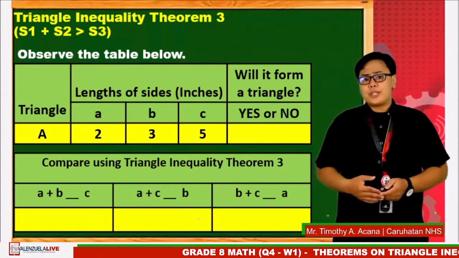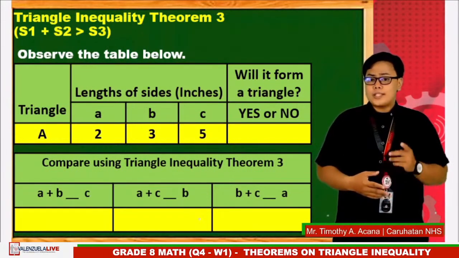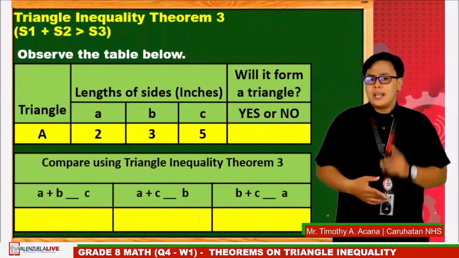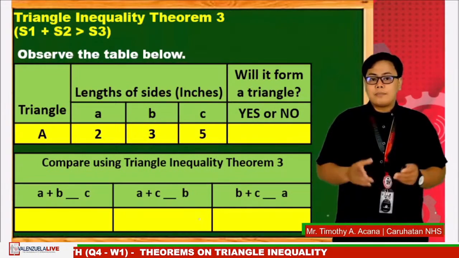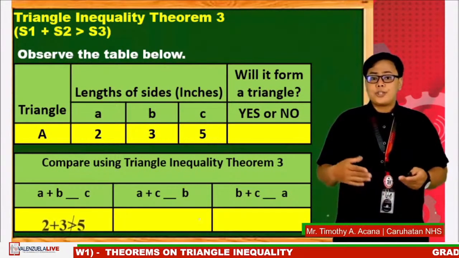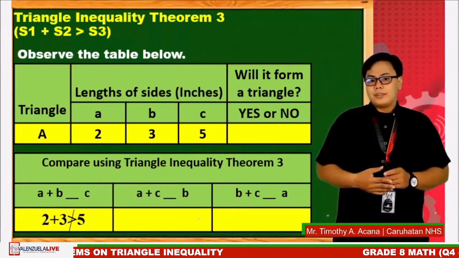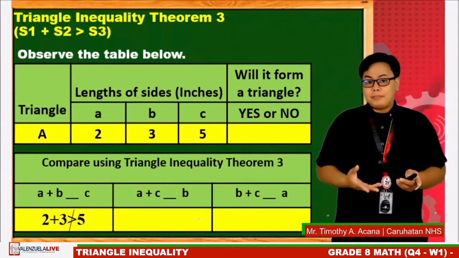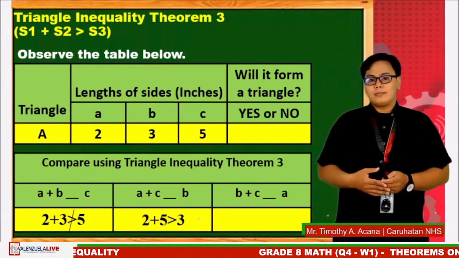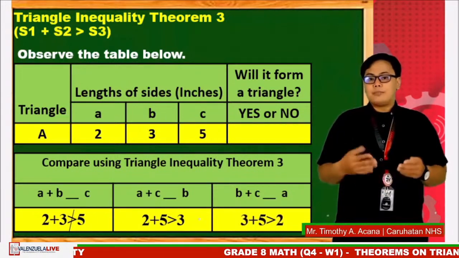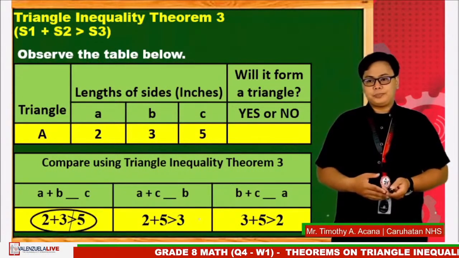How about if we change the value of side C to 5? Will it still form a triangle? Let us check. Applying the same concept, we have the sum of the first two sides, which is 2 plus 3, is not greater than 5. Next, we have 2 plus 5 is greater than the remaining side, which is 3. And lastly, we have 3 plus 5 is greater than the remaining side, which is 2.